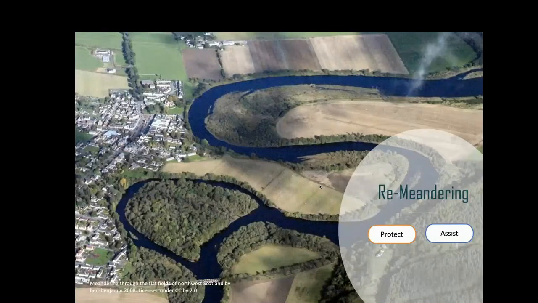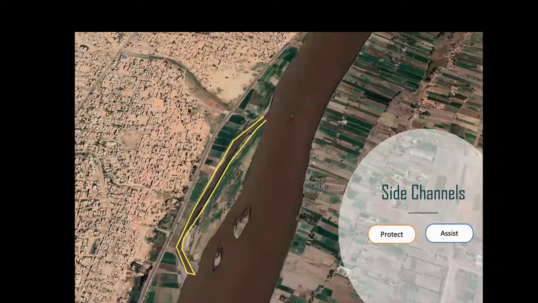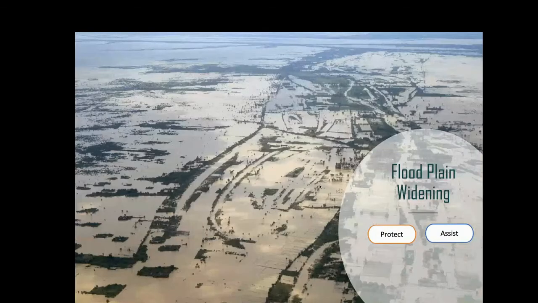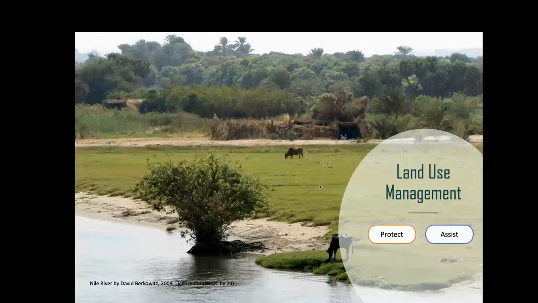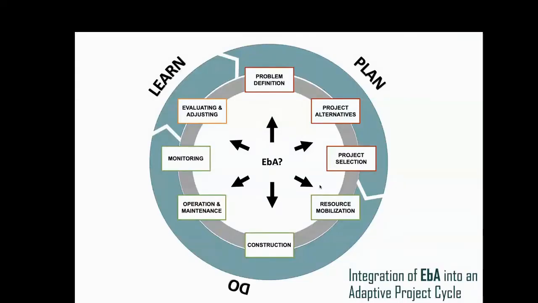And so there are several examples of ecosystem-based adaptations. I'm not going to spend a lot of time showing you these pretty pictures that I have in my slide deck, because I know Matisse is going to, he's got several more in store for you, and we'll go into more detail about some specifics. But I will roll through a few examples just to get you oriented. And so river remeandering is one option. The creation of side channels is another. Floodplain widening, green embankments, riparian planting, forest restoration, land use management, wetland restoration. So those are all examples of different ecosystem-based adaptations that could be harnessed to assist water infrastructure.